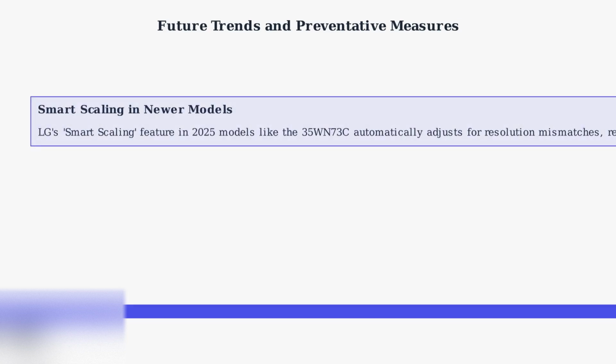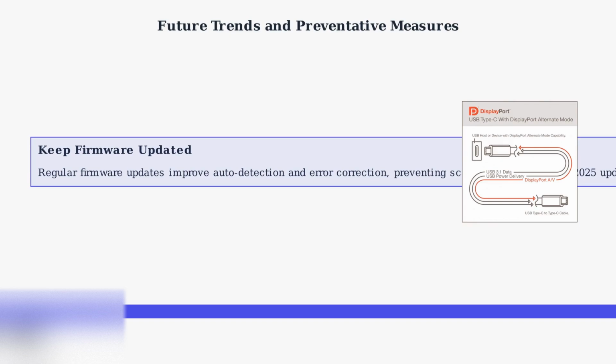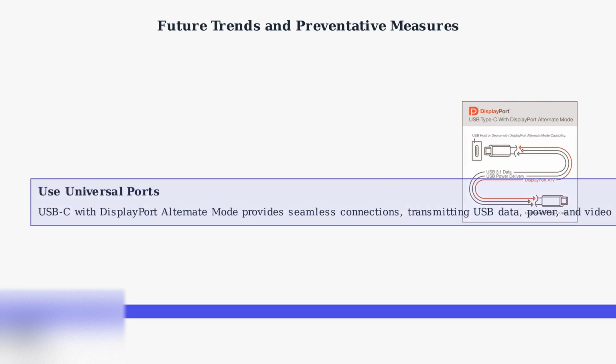LG is introducing smart scaling in newer models like the 2025 35NN73C to automatically adjust for resolution mismatches, reducing half-screen issues by 40%. Keep your monitor firmware updated to improve auto detection and error correction. LG's recent updates enhance compatibility with Windows and other systems. Consider universal ports like USB-C with DisplayPort alternate mode for seamless connections, handling data, power, and video efficiently.